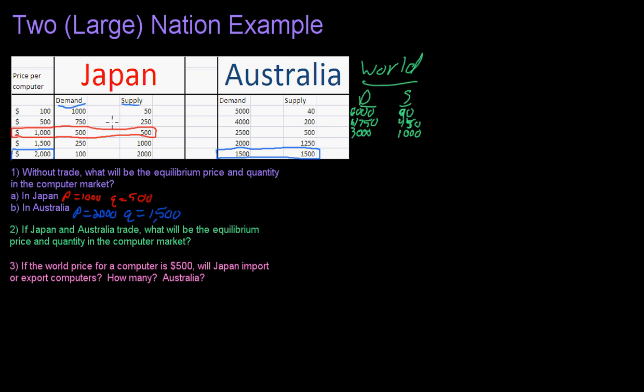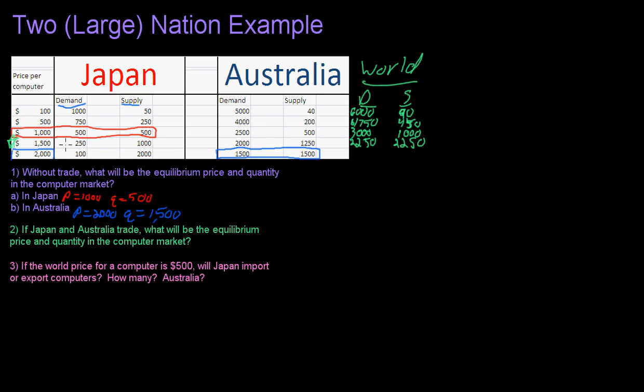Now we're going to go over to $1,500 per computer. And we're going to see that the Japanese demand 250 computers and the Australians demand 2,000 computers, so we have 2,250 computers demanded. And then if we add 1,000 to 1,250, we have also 2,250 computers supplied. So this is our equilibrium right here at $1,500 per computer.